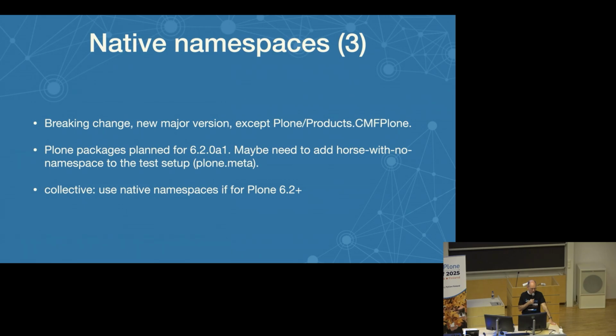That's a different discussion. I would say if you own a collective package, if you maintain a collective package, you can start using native namespaces if you are working on Plone 6.2 or higher. And you can talk with each other and say, hey, is it okay if I use this, even if we're still compatible with 6.1 and 6.0? Just talk with each other. But yeah, with CC Build 5 and the Horse with No Name switch, it should all be okay.